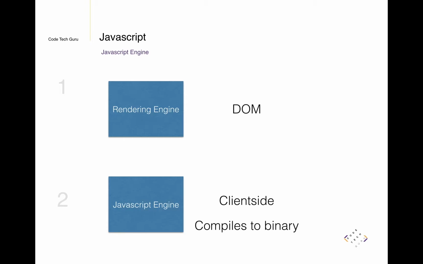So what does a rendering engine do? The rendering engine manipulates the document object model. It's the DOM, and it takes all your HTML and all your CSS, and starts parsing all of that into a readable or presentable form on the browser. That's called rendering a web page.